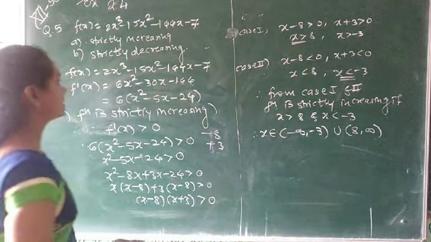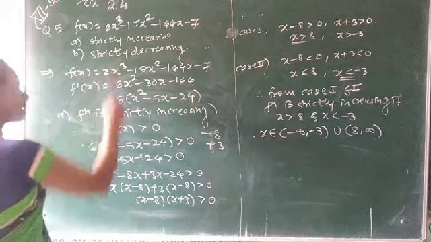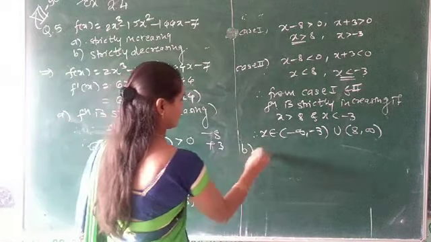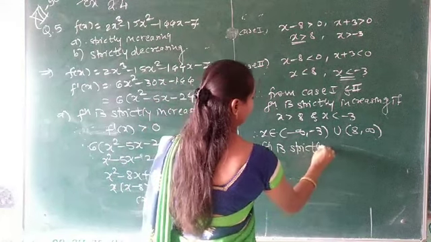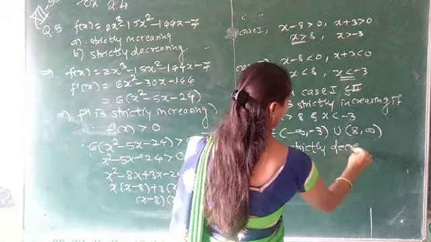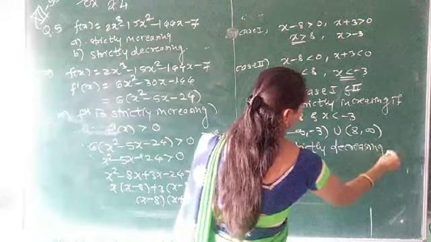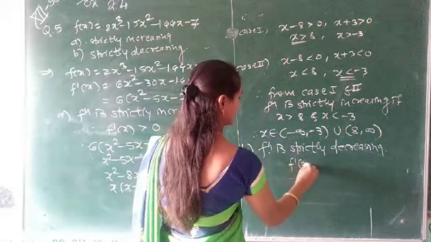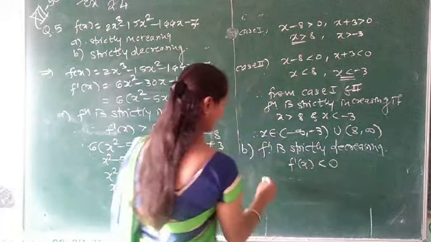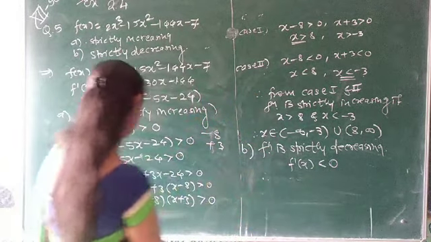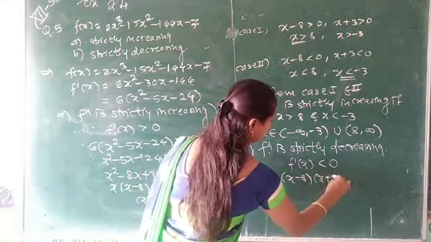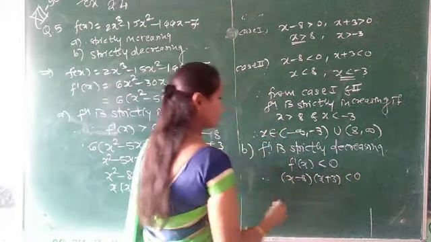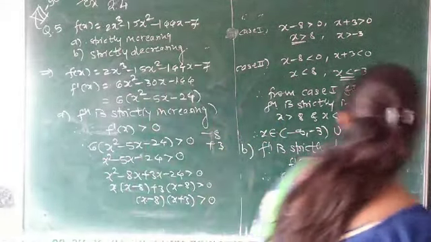Now the second case is the function is strictly decreasing. Therefore, f dash of x, the derivative, is less than 0. That is, what is the factor? x minus 8 into x plus 3 less than 0. Again, we have to consider here two cases.